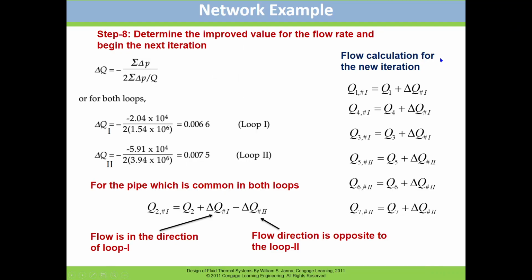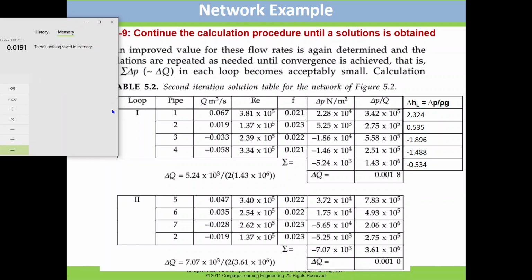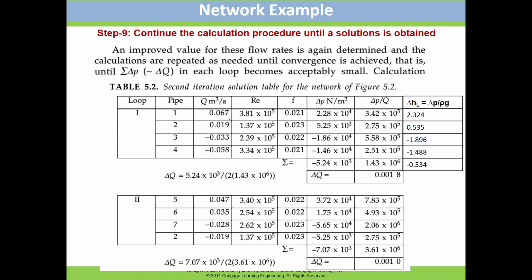So when we prepare the table for iteration 2, here we are substituting this value, which is 0.019, right? And when we calculate the new values for Q5, Q6, Q7, we don't need to calculate the value for Q2 again. We will substitute the same value as here, but with a negative sign, because in this loop the flow was opposite to the loop direction. So in this it is negative. For loop 2 it is negative.